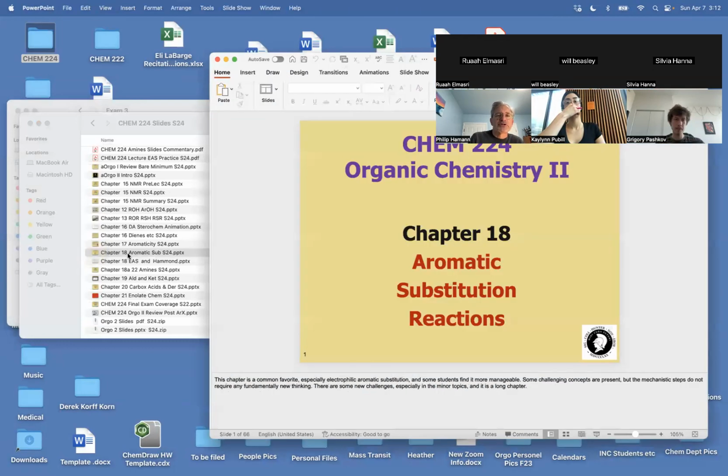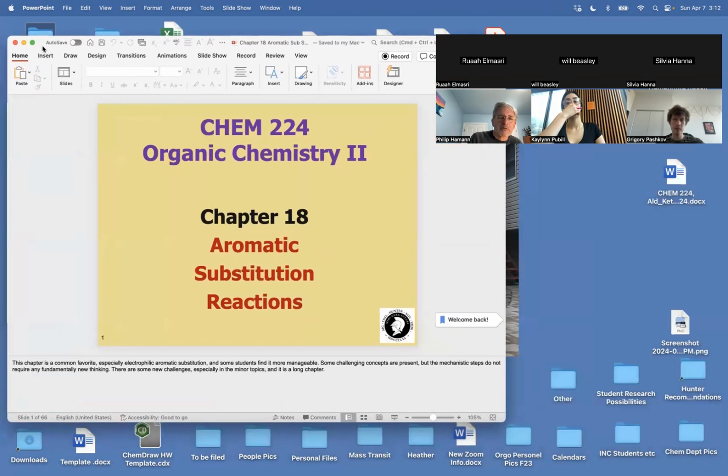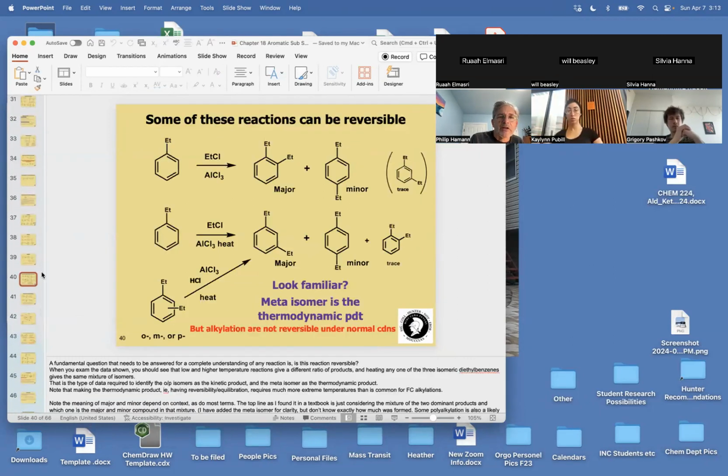Aromatic substitution. So yeah, this is a main chapter on the slide. So which number? 40 and 41. Okay, this one? Yeah, and the one after that. Yeah, because sometimes we end up with different numbers.